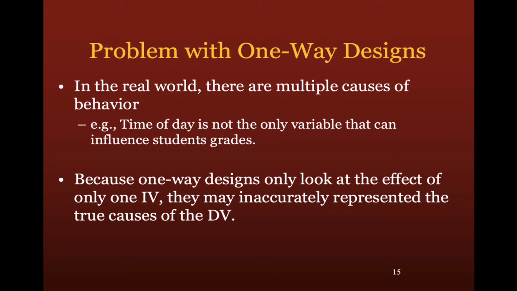The problem with one-way designs is that in the real world, there are multiple causes for people's behavior. Not everything is due to just one independent variable. It can be due to multiple independent variables. And importantly, it could also be impacted by the interaction of various independent variables. But because a one-way design can only factor in one independent variable, it's limiting in terms of how much it can capture the real world. And that's why it's important for you to understand factorial designs.